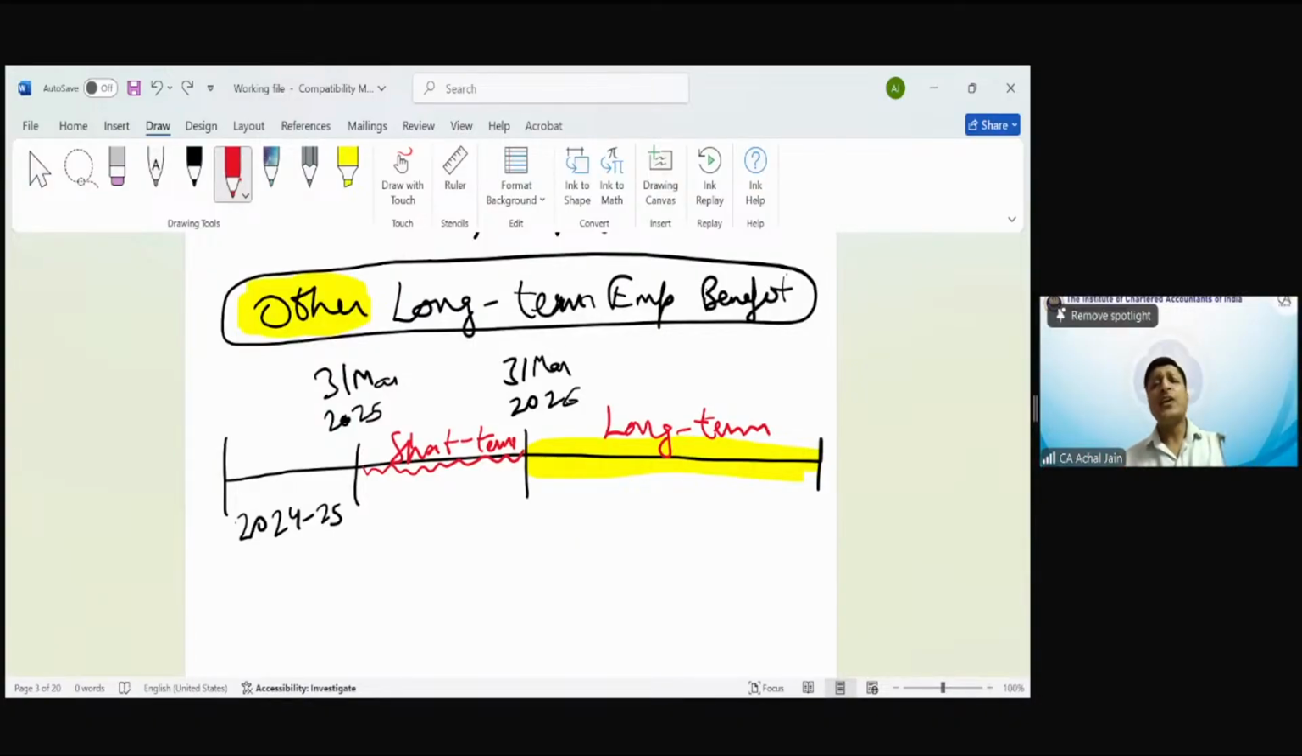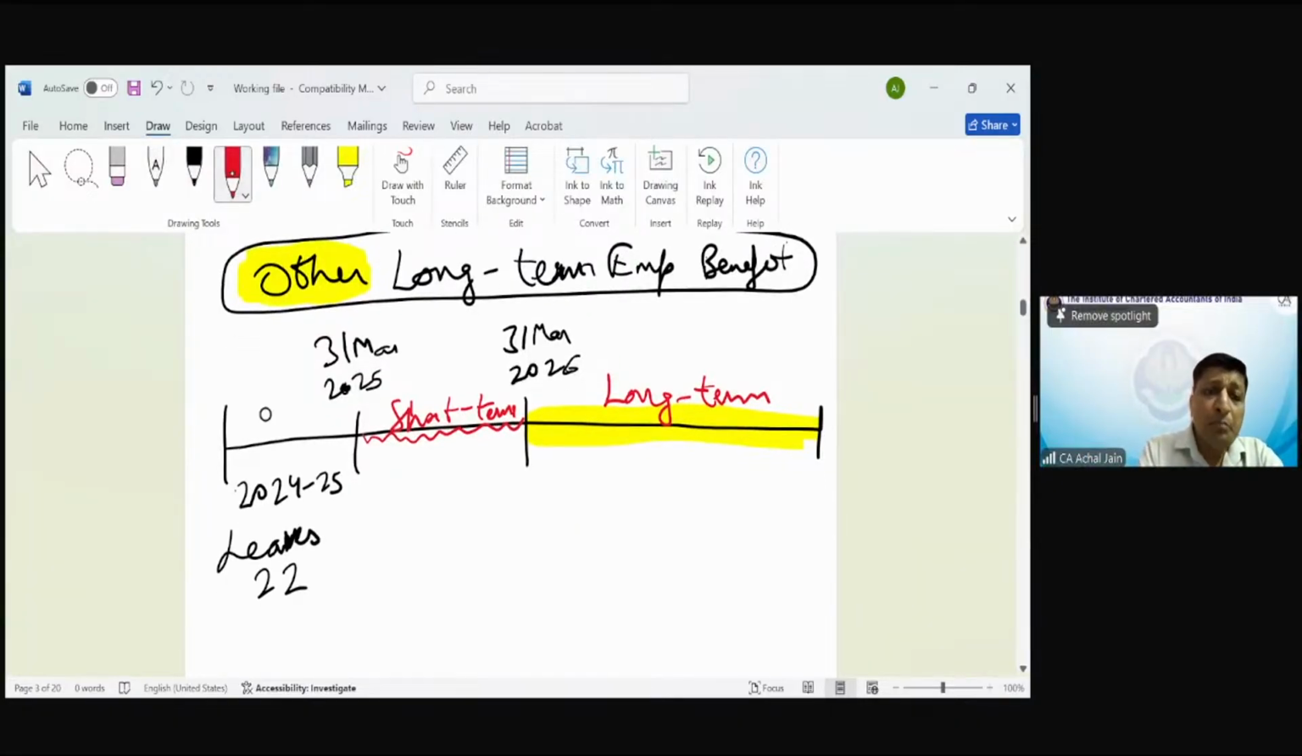Now, a very common example for other long-term employee benefit will generally be the one related to leaves. A very, very common example which will fit this criteria. So if you remember, we discussed the leave policy. Let's suppose the company has a policy of providing 22 leaves, out of which the employee has availed 10. So what is the balance which he'll carry forward? Tell me quickly. Over to you.